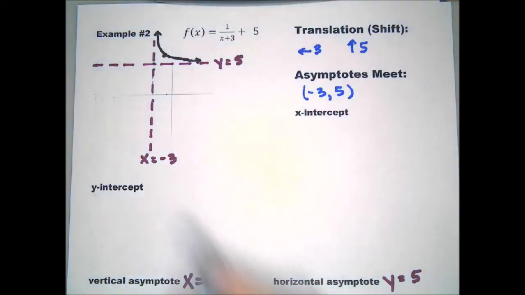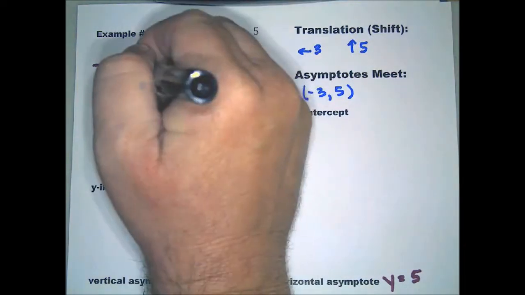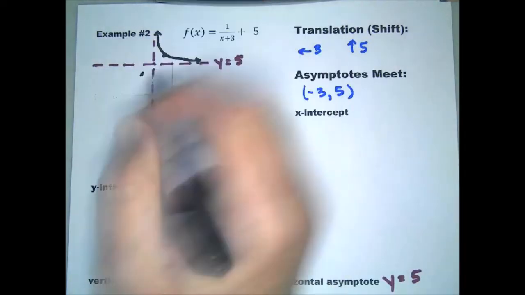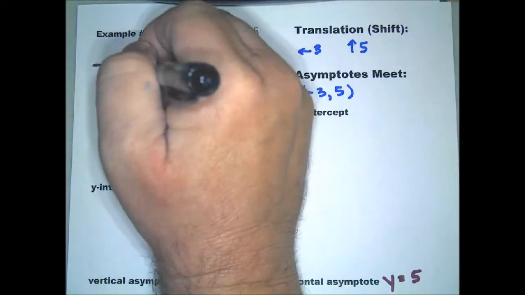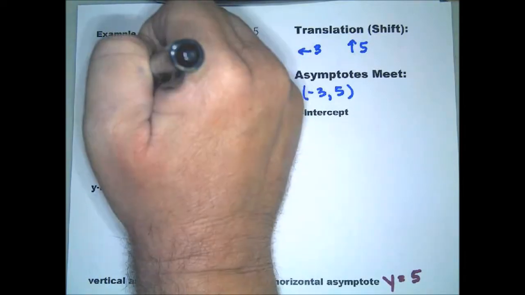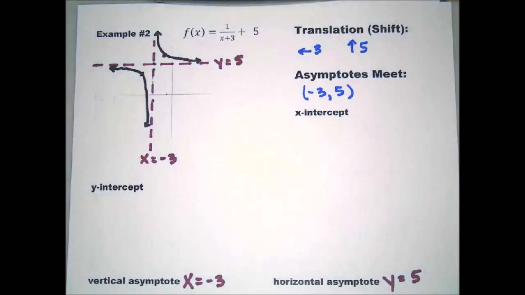But it does the same thing down here. I'm going to go over one to the left, down one, and that's going to be the estimated point. As it goes further and further this way, it gets closer and closer, but as it goes the other way, it also gets closer and closer. So that's the graph of the other one. So that's what my graph looks like.